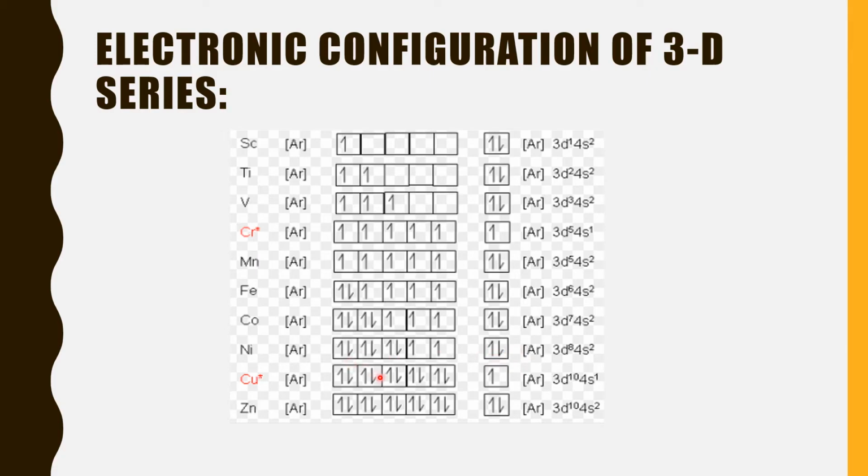And then copper consists of 9 electrons in the d shell and 1 electron in 4s, since one electron jumps to the d shell to become a completely stable configuration. And zinc is completely stable, as we know: 3d10 4s2.